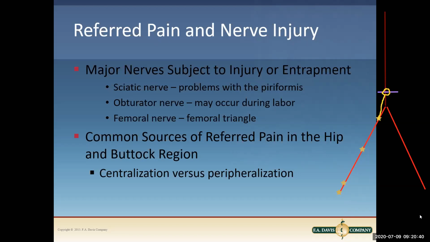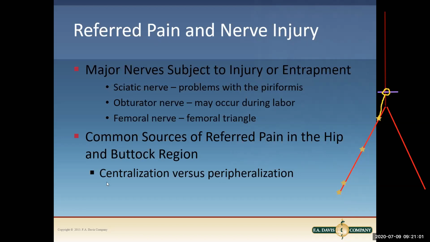Now this can happen when you're treating a patient. If you're stretching a patient and their pain started here in their butt and is now out here in the toe, that is no bueno. Right? You can't do that. That tells you that you've got a problem with the nerve and you're making it worse.